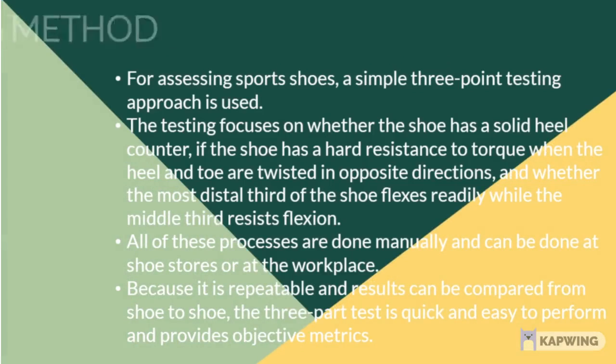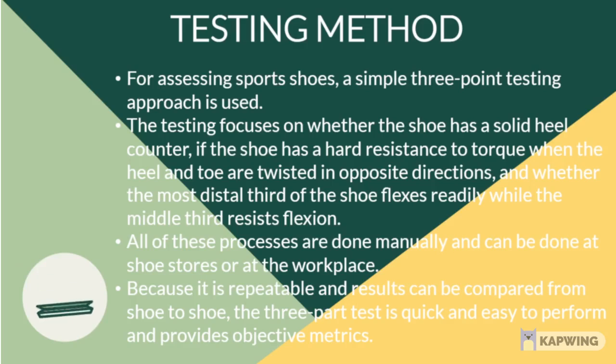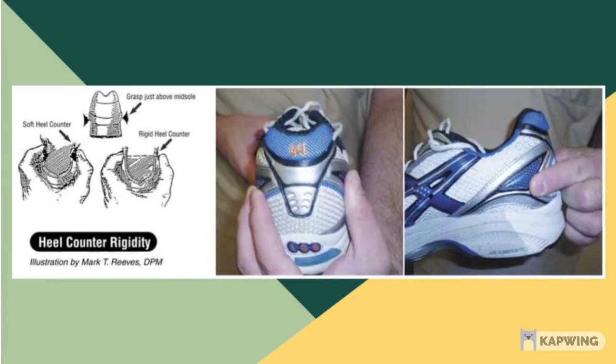So for the testing method, for assessing sport shoes, a simple 3-point testing approach is used, which focuses on whether the shoe has a solid heel counter, whether the shoe is resistant to torque when the heel and the toe are twisted in opposite directions, and whether the most distal third of the shoe flexes readily while the middle third resists flexion. So basically, on testing the shoes, there are three different methods. The first method you can see on the screen is heel counter rigidity, and as you can see, the steps on how to use the testing method.